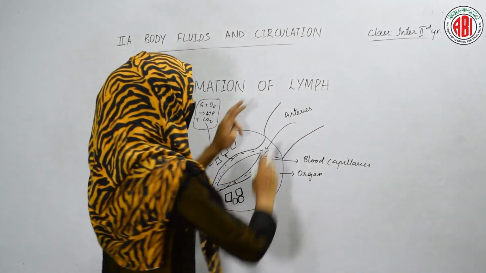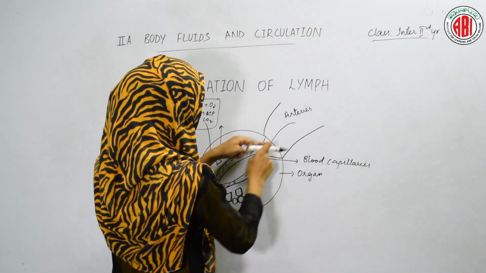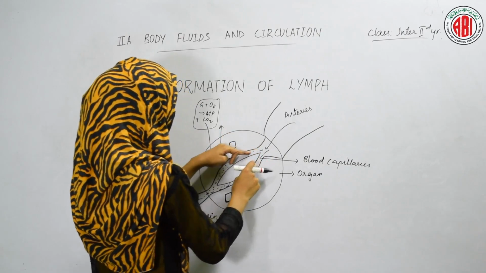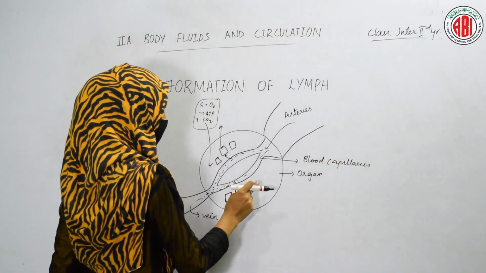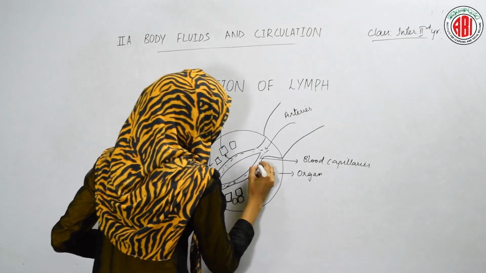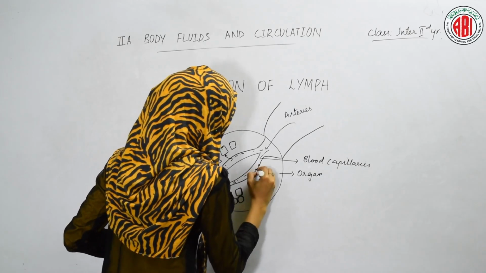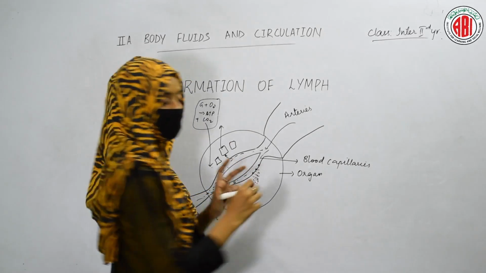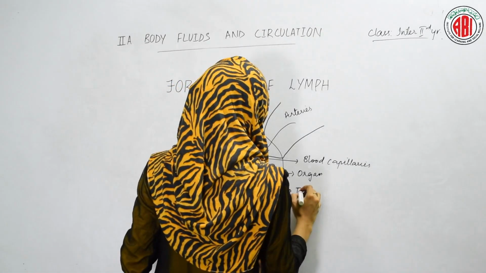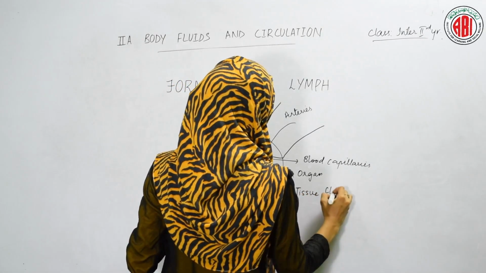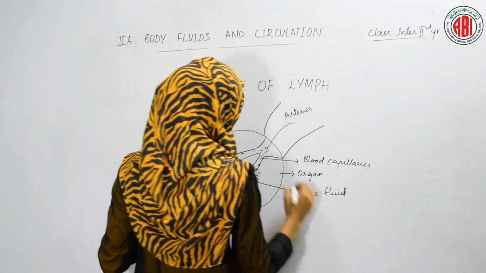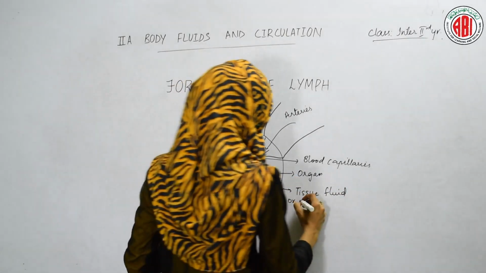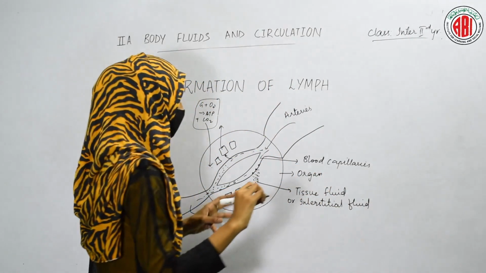So, here the arteries carry oxygenated blood. This oxygenated blood moves into the blood capillaries. The blood capillaries have some holes. Through these holes, a fluid comes out, and we call this fluid tissue fluid or interstitial fluid. It is our blood only, but without proteins and RBCs.